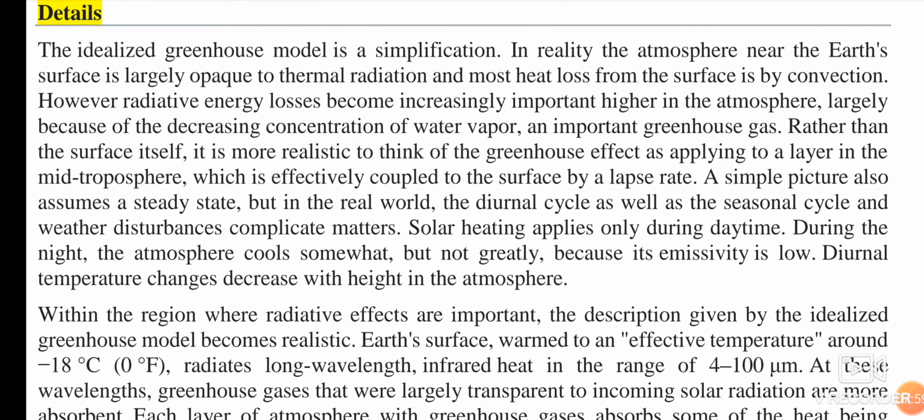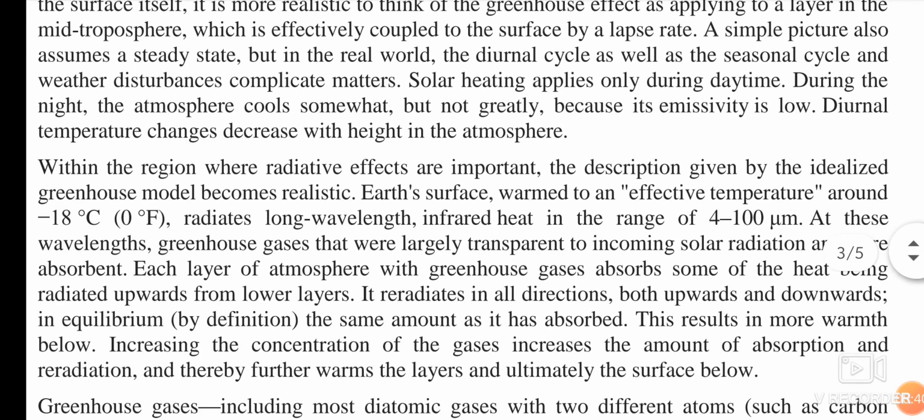A simple picture also assumes a steady state, but in the real world, the diurnal cycle as well as the seasonal cycle and weather disturbance complicate matters. Solar heating applies only during daytime. During the night, the atmosphere cools somewhat but not greatly because its emissivity is low. Diurnal temperature changes decrease with height in the atmosphere.